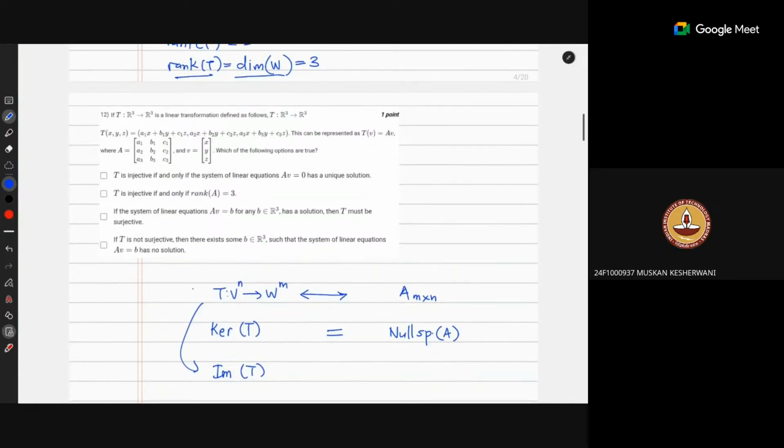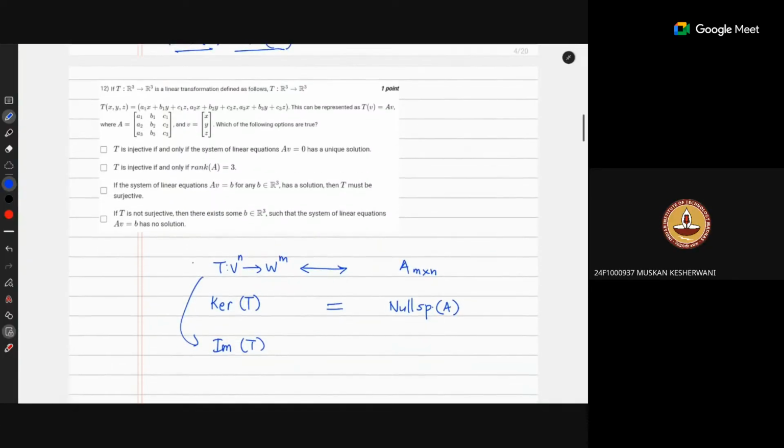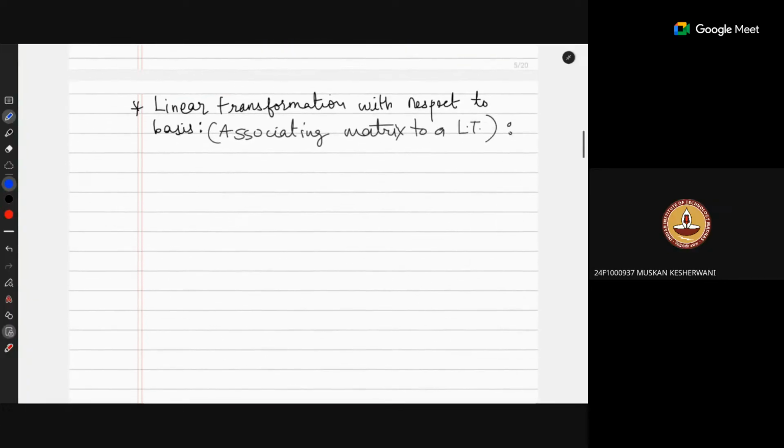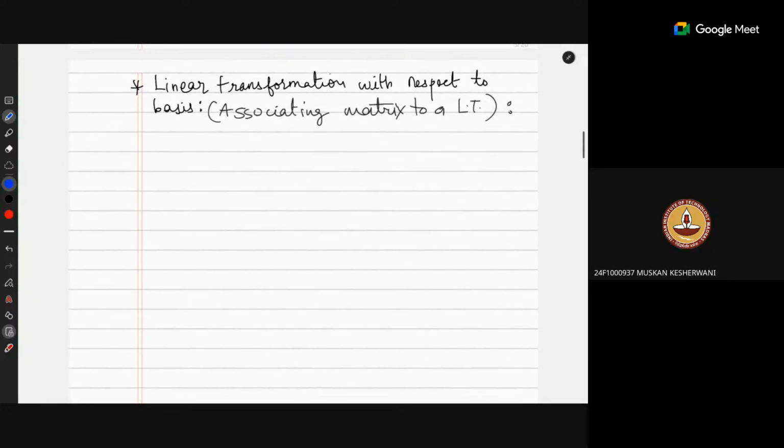One query. If we have a matrix of m by n, and if you have full rank, then it is injective. But what is the property for surjective? If you have a matrix of order n cross n and it is injective, like if we have full rank, nullity is 0, then it is injective. What is the property for surjectivity?